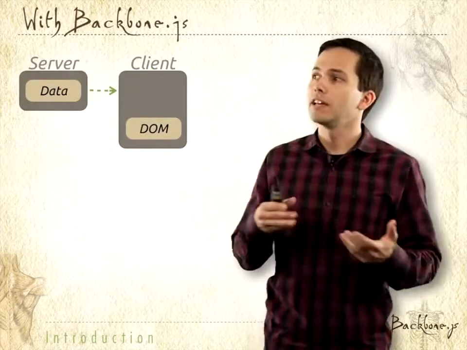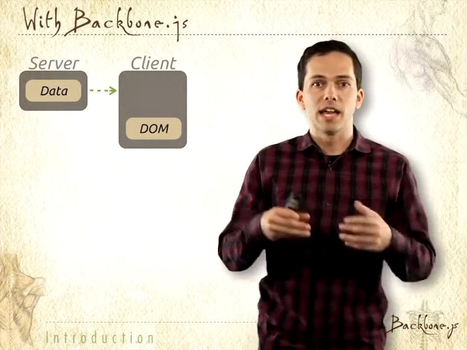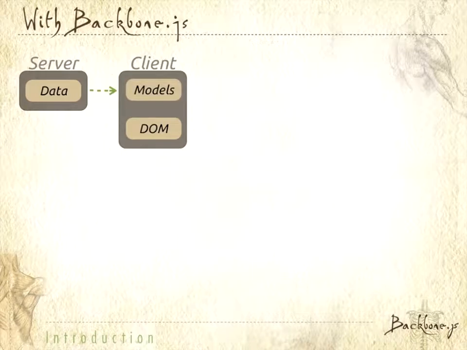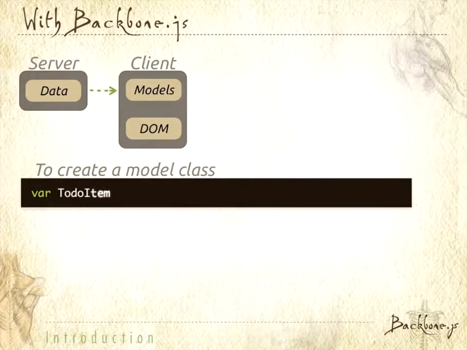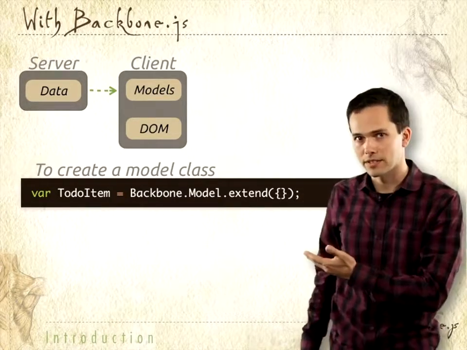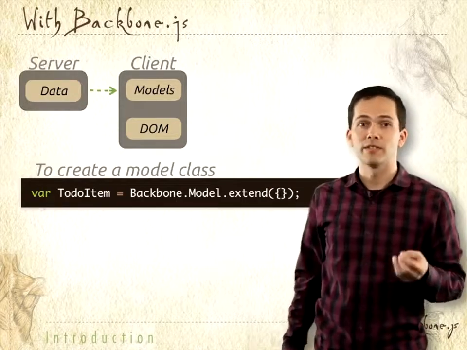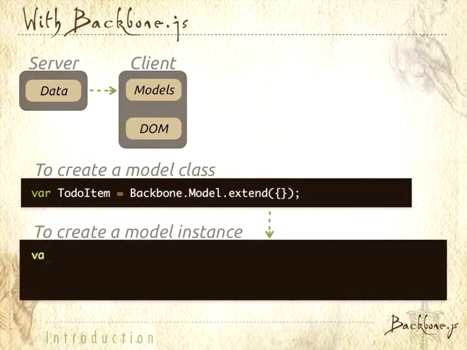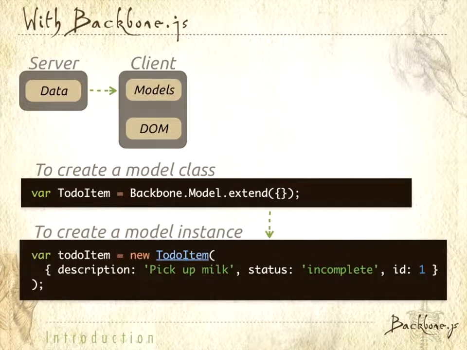So here is our server and our client's a browser, and we're going to add another layer inside of here called our model. So let's create our first model class. It's going to be called ToDoItem, and it's going to be extended from the Backbone model base class. Pay close attention here to the capitalization. We're going to capitalize the first letter of each word when we're declaring a class. Now let's create a model instance from our class called toDoItem. We're going to send in a JSON object for the attributes of our model. Notice again the capitalization. The first letter of the first word here is lowercase.